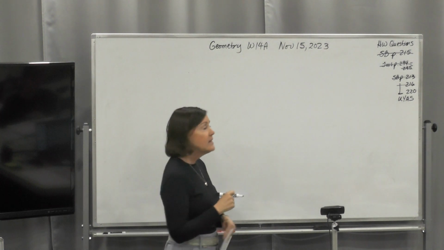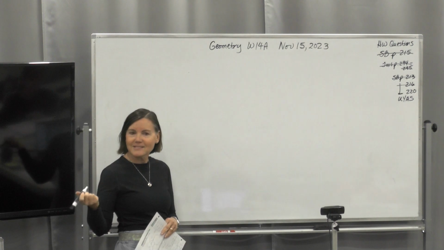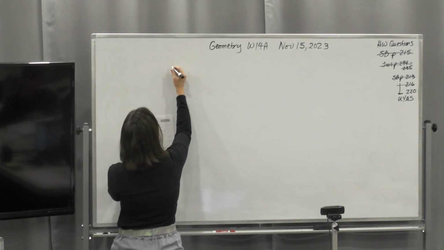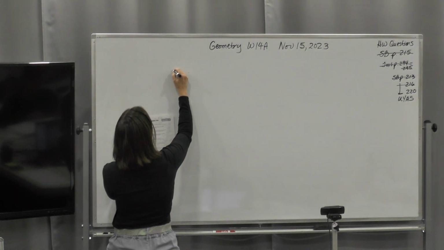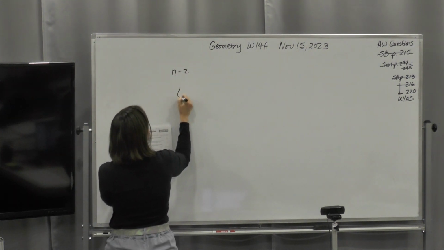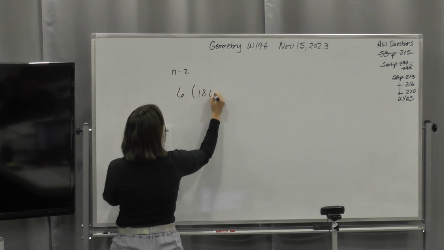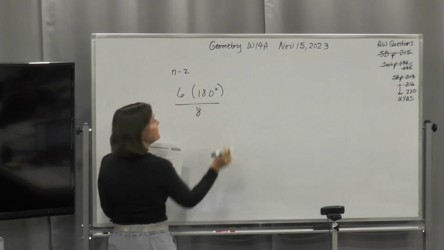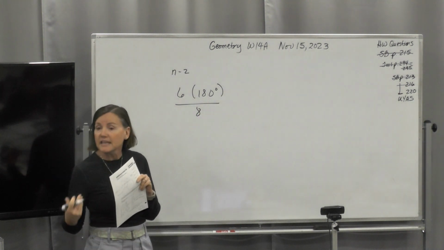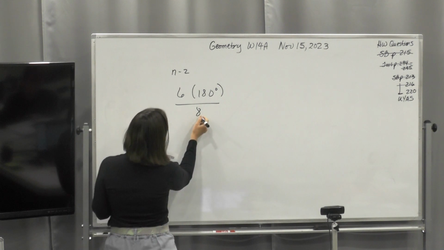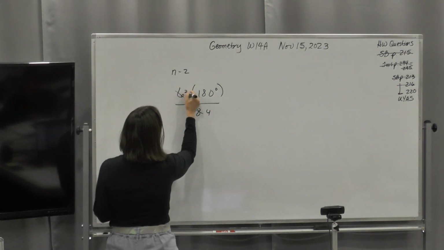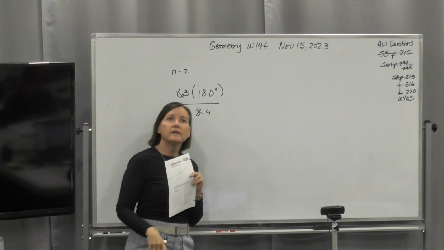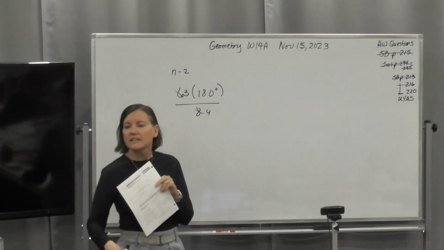In fact, that was the first question on the quiz, and a lot of people missed that. So the number of triangles is n minus 2. In this case, there are 6 triangles. There are 180 degrees per triangle, and then I divide that by the number of sides because it's equilateral. I could think 3/4 and 45 times 3, and I get 135.